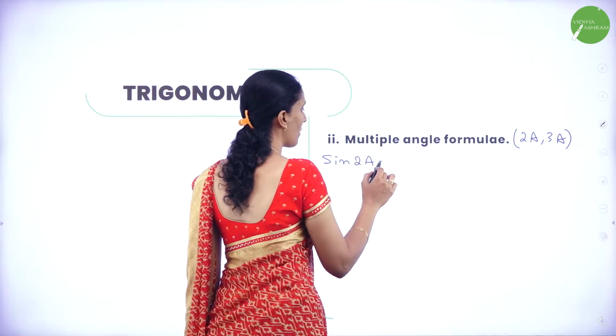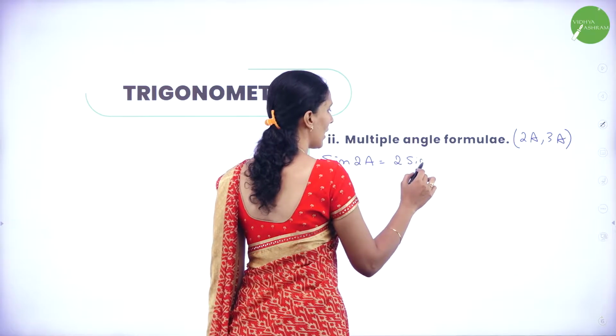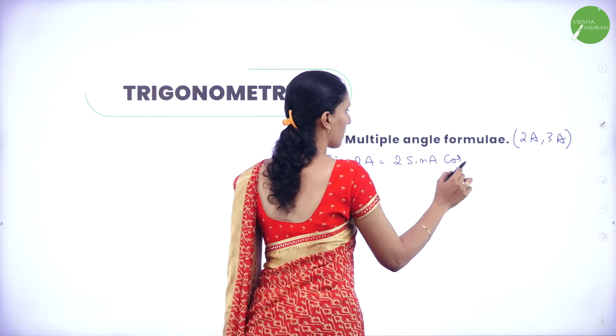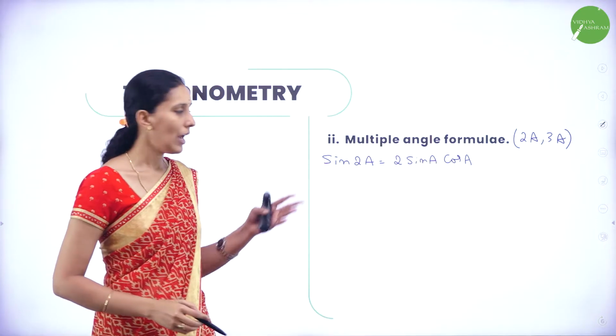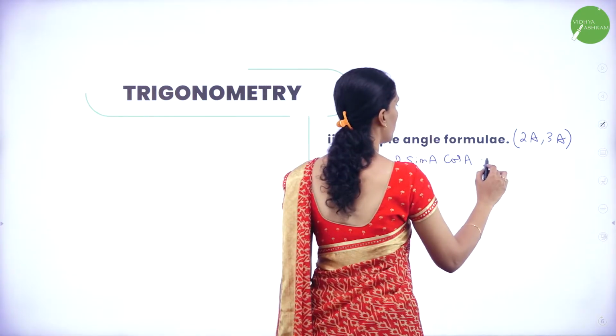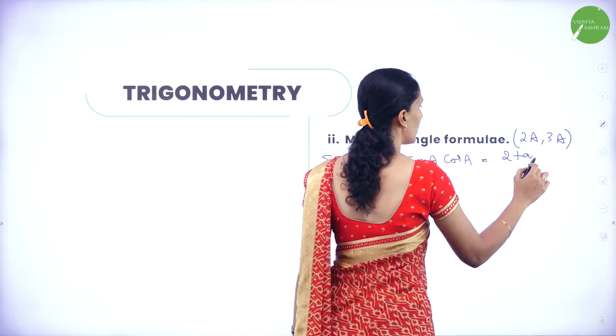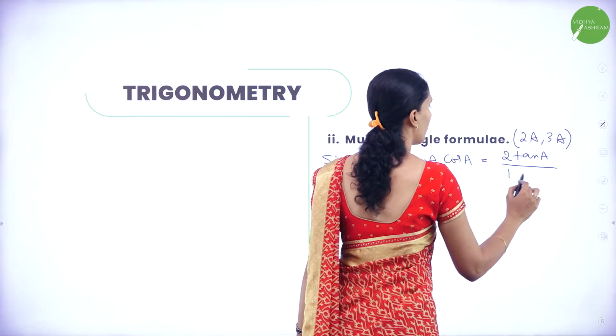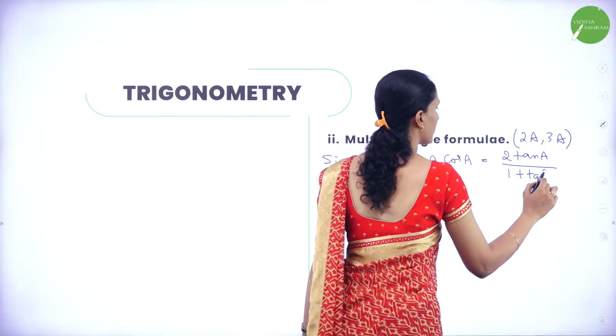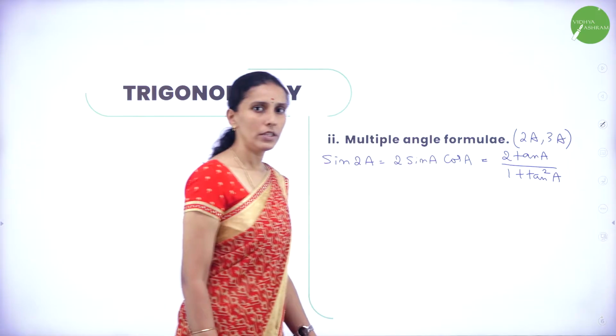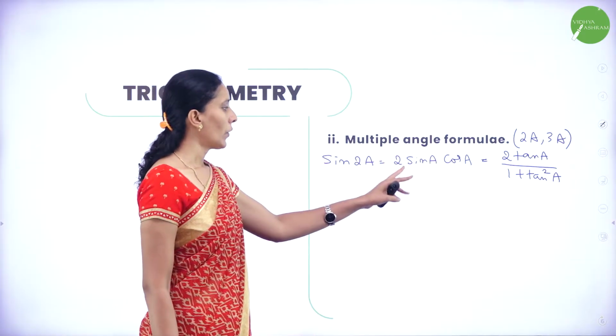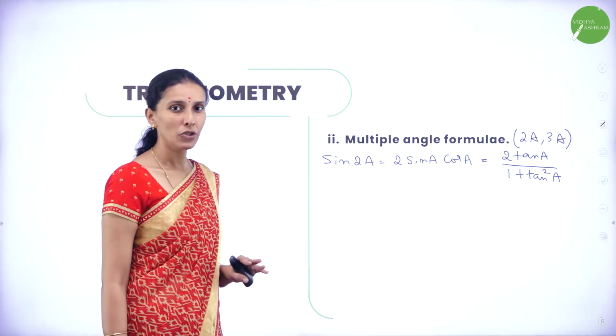Sine 2A can be written as 2 sine A cos A. And one more formula for sine 2A: it can be written as 2 tan A divided by 1 plus tan square A. So these are the two formulas for sine 2A.